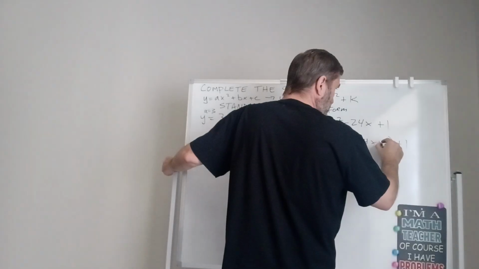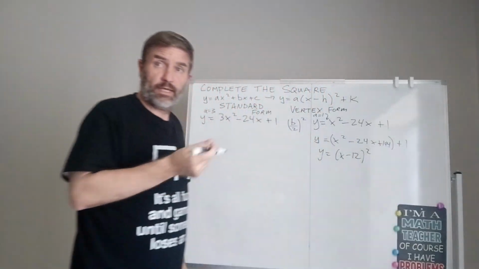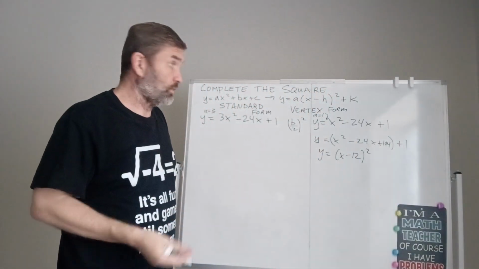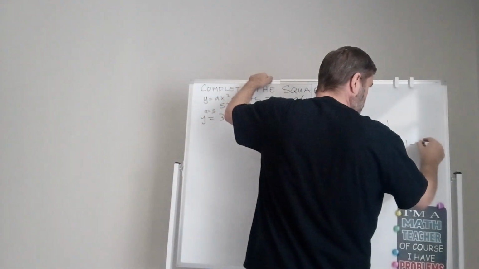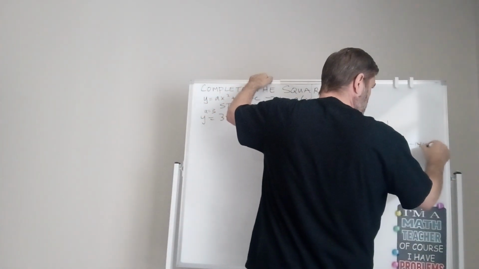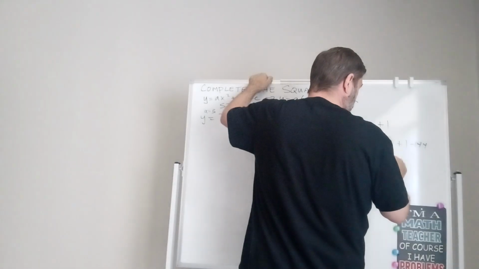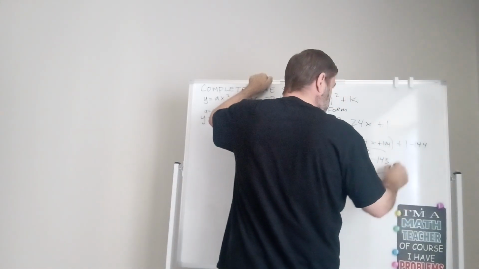Now, when we were solving, we added 144 to the other side. Again, we can't do that here. So what do we do? Well, we do the opposite. The opposite of plus 144 is minus 144. 144 and 1 is your minus 143, and guess what? You're done.